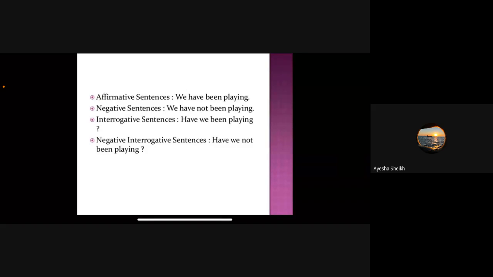Okay. So here it is clear. Have been plus ing. In negative, then not will come in between. Then, if interrogative, then you will start with have or has. Have we been playing or has she been playing? Have we not been playing? That is negative interrogative.